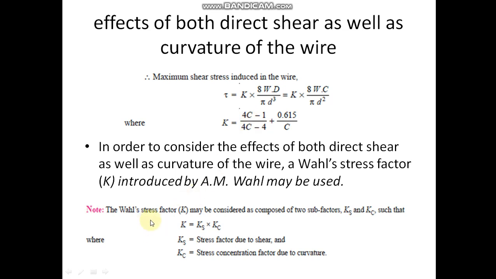So the Wahl stress factor K may be considered as composed of two sub-factors Ks and Kc. So Ks into Kc will be K. Ks is the stress factor due to shear, and Kc will be the stress concentration factor due to curvature.